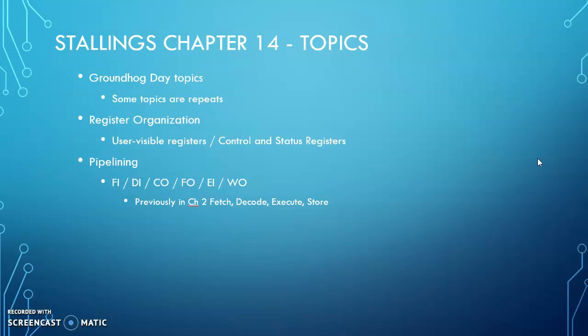Registers. Now, we've been talking about registers all along, but what I like in the book for Chapter 14 does get into user visible registers versus control and status registers. The user visible registers are the ones that we can see, meaning we can access what's there. The control and status registers are the ones that when we're programming, we can't. Well, there's a little footnote to that.